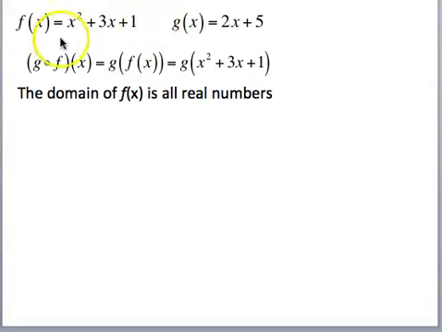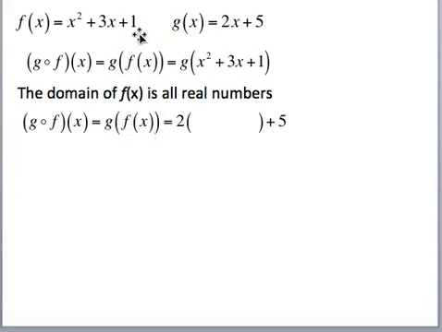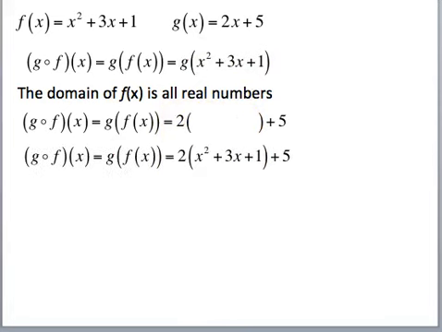The domain of f is all real numbers. X squared plus 3x plus 1 is a polynomial. Everything is okay there. Again, what does g do? 2 times the original number plus 5, but we're going to drop this function x squared plus 3x plus 1 into g. Dropping x squared plus 3x plus 1 into g will give me 2 times x squared plus 3x plus 1 plus 5. Distributing that, 2x squared plus 6x plus 2.